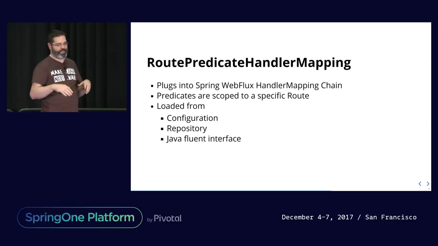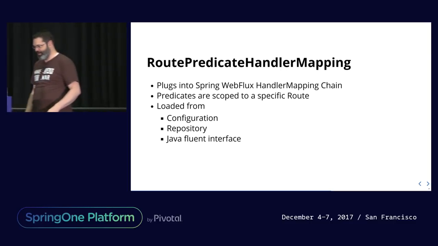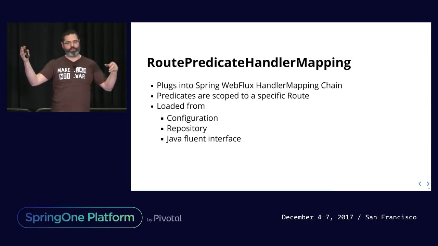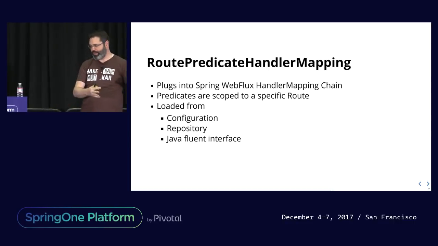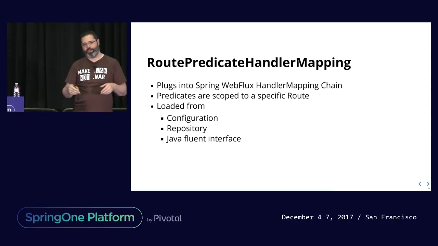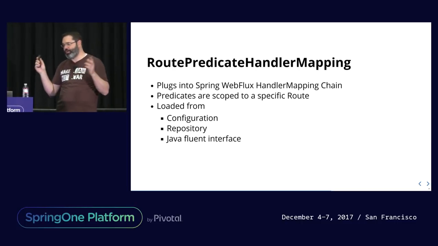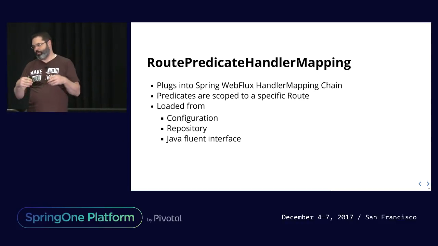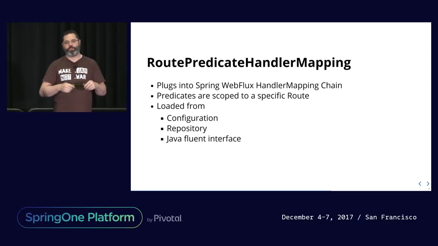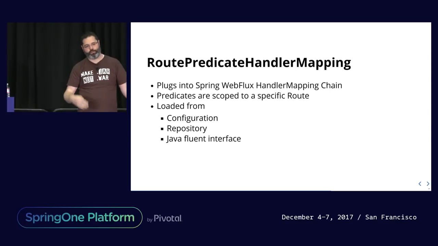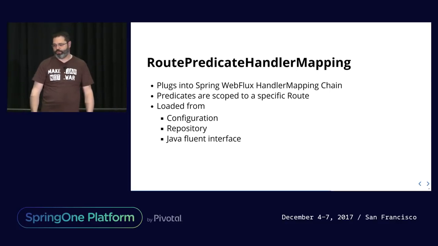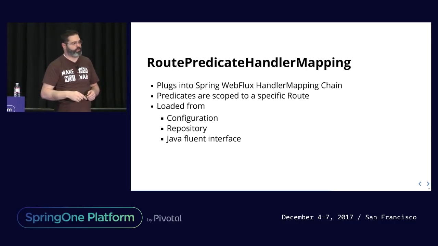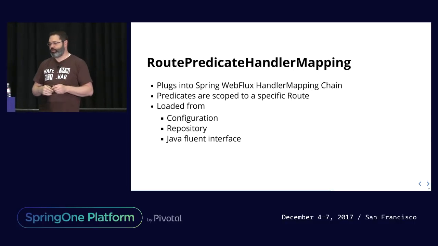This is a handler mapping that uses route predicates to determine where calls should go. So a predicate is a test to see should this web request be included by this route. So there are a list of predicates that can be associated with a particular route, and they can be loaded from various locations. From boot config files, they could come from config server. There's a repository interface that I created, so you could potentially load routes from Cassandra or Redis or any of the other reactive data stores. I am going to focus today in my demos on the Java Fluent interface, which is different than you could do with Zuul 1.